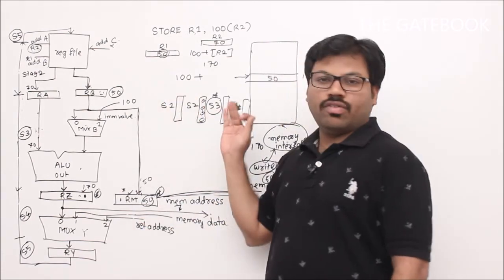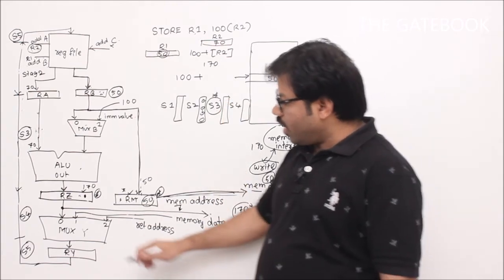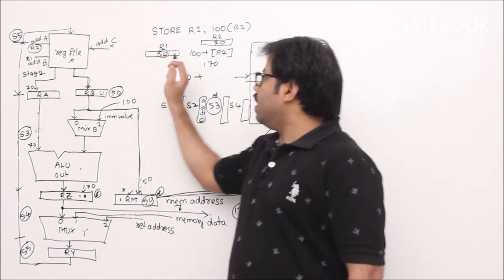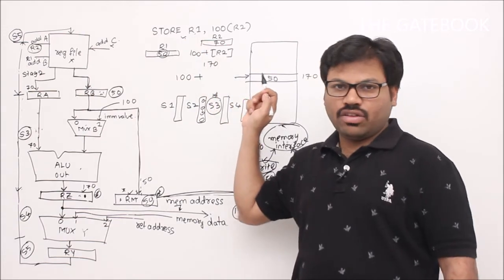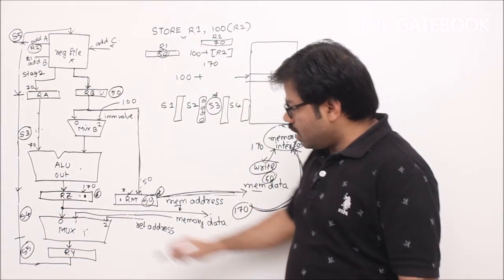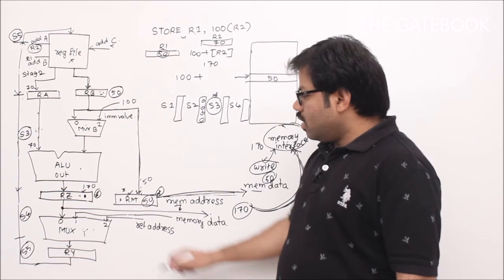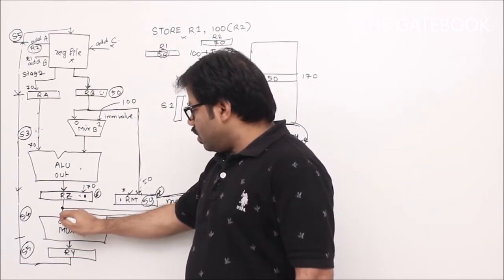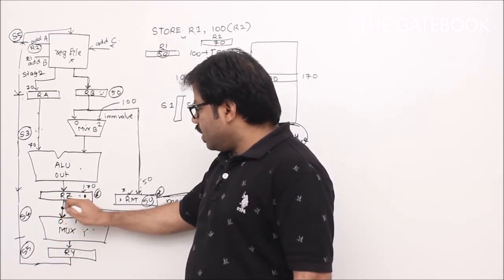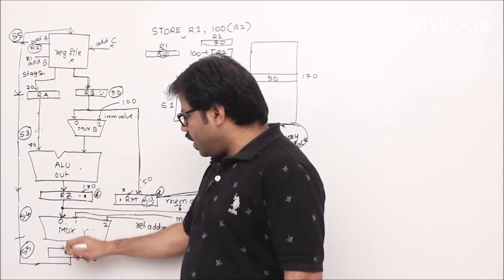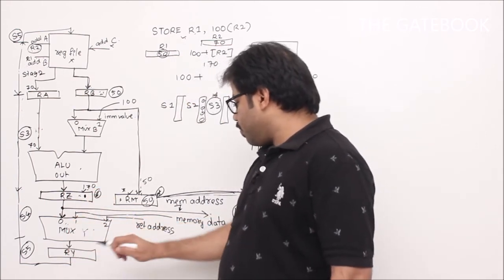Now we understood how store will be done. Now sir, what about storing in the register? For this instruction we don't store anything into the register. You see this multiplexer in that. What is it for? Taking the data 170. Are you going to store 170? No. Are you going to store the return address? No.